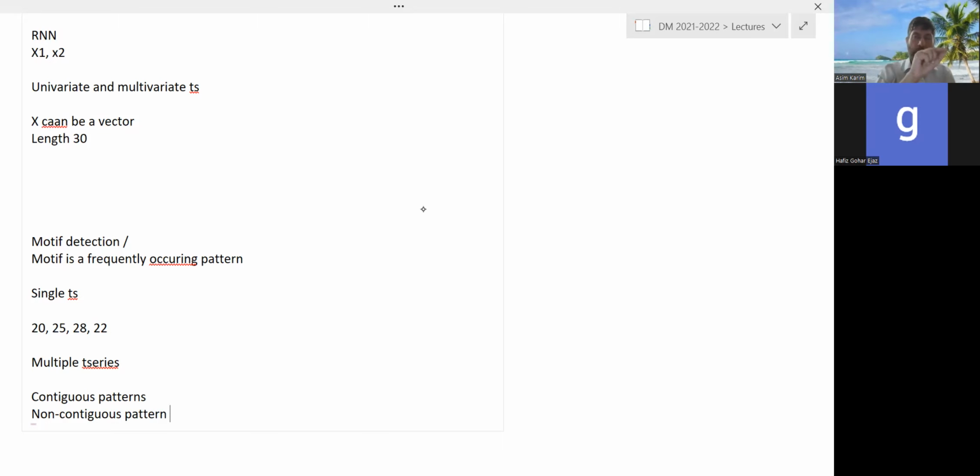So let's say your pattern is that at the start it is up and later it is down, but in between you can keep any gap. So this pattern, up and then down, irrespective of the gap between them, would be non-contiguous. If we want patterns that are up and down without any gap, that would be contiguous. So in motif detection or motif analysis, this is also one difference. Most of the analysis would be of contiguous nature.